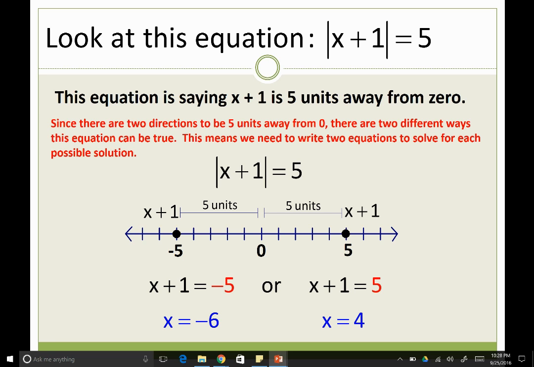Guys, the key to understanding where these two equations with the red numbers down there come from is knowing what the equation is saying to you. All right, and we're going to repeat this over and over again in class. So then once I have my two equations, I can just subtract one from each side and I get my two solutions that will make the equation true.